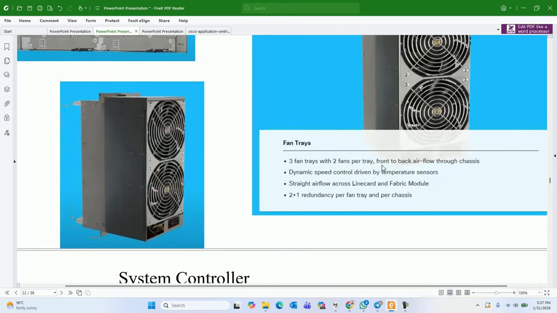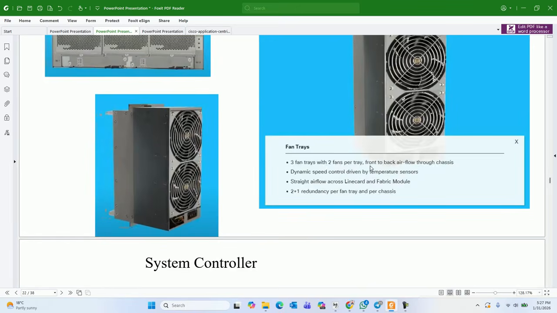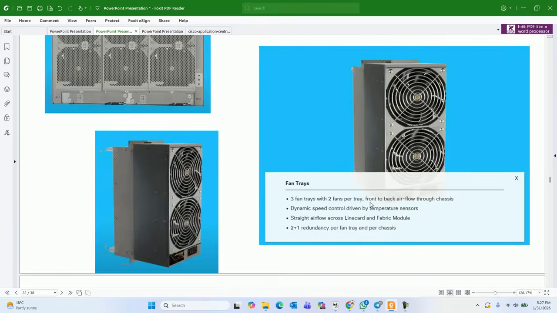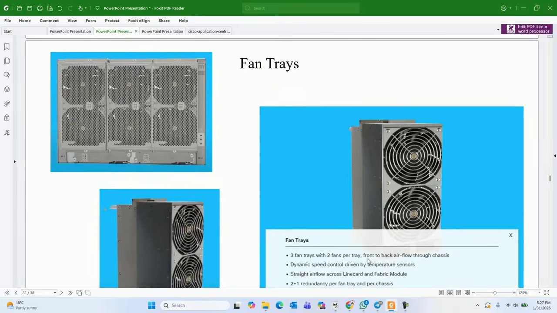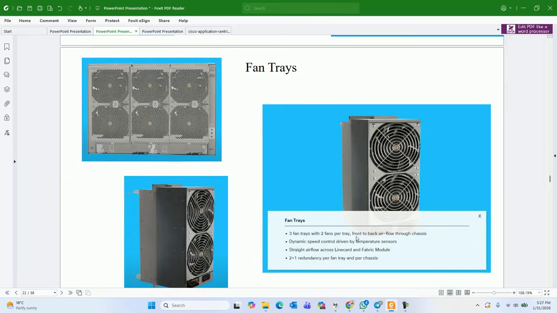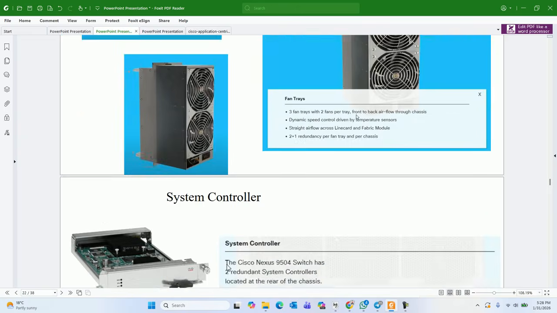Fan trays. You can have 3 fan trays with 2 fans per tray, front to back airflow through the chassis. Dynamic speed control driven by temperature sensors. Straight airflow across line cards. 2 plus 1 redundancy per fan tray and per chassis means you need at least 2 working fan trays. The plus 1 is for redundancy purposes, but you must have at least 2 running fan trays on this switch.